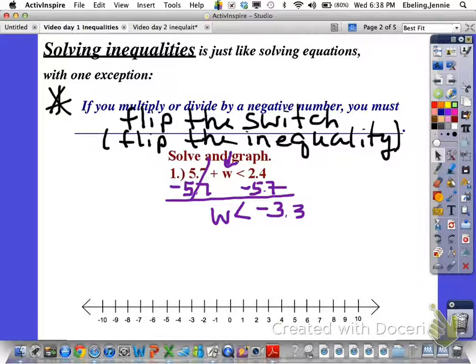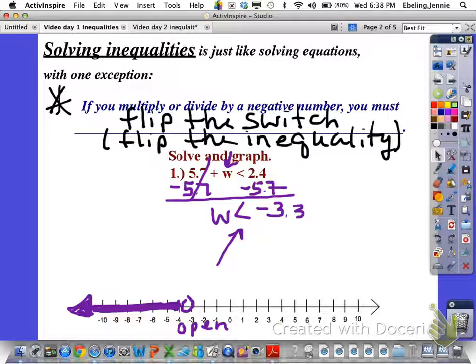When we go to graph it, I need to find negative 3.3, and that's kind of in this area right in here. I'm putting an open circle because my inequality did not have an equal to sign, so this has to be an open circle. And the way of which I shade, well, w is less than negative 3.3. You have to ask yourself, where are all the numbers less than negative 3.3? All the numbers that are less than are to the left. So then what we do is we shade this number line and make sure you shade in the arrow. This indicates all the numbers that are less than negative 3.3 are solutions to that inequality.